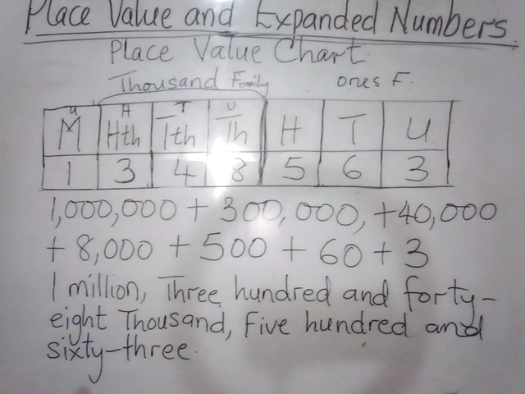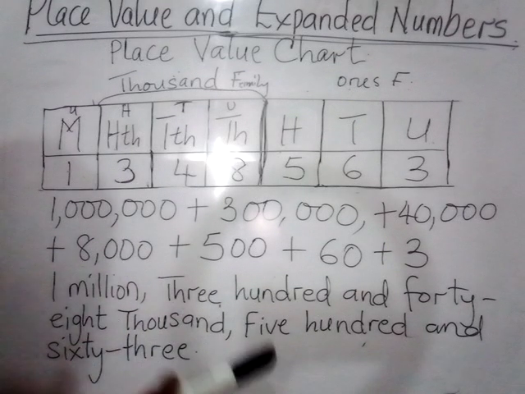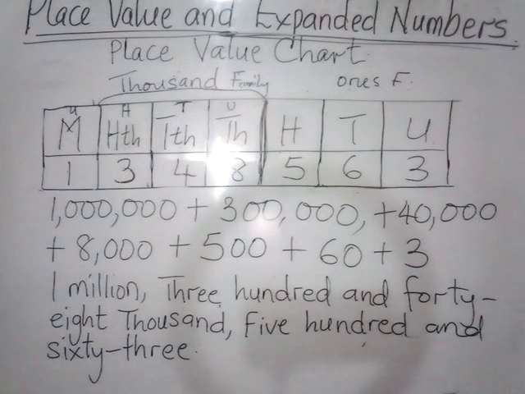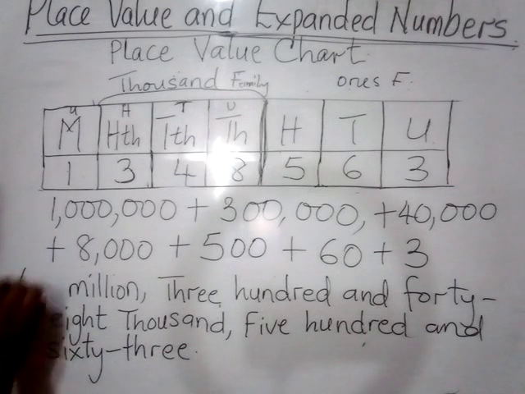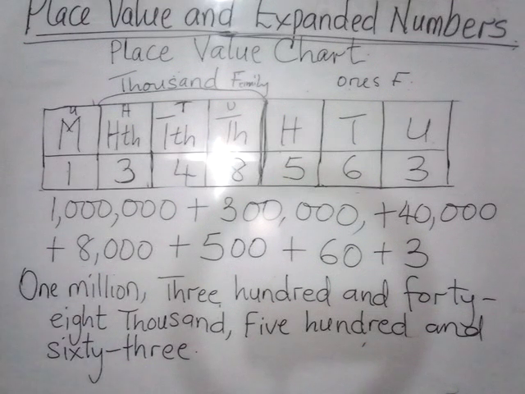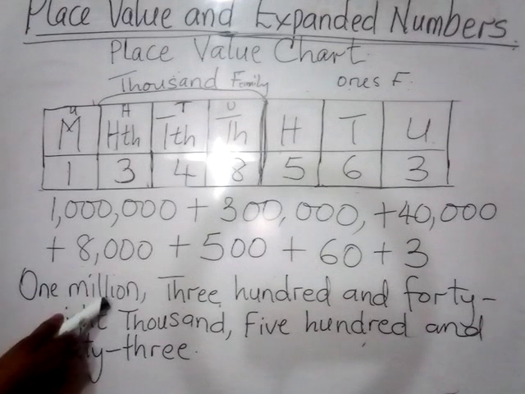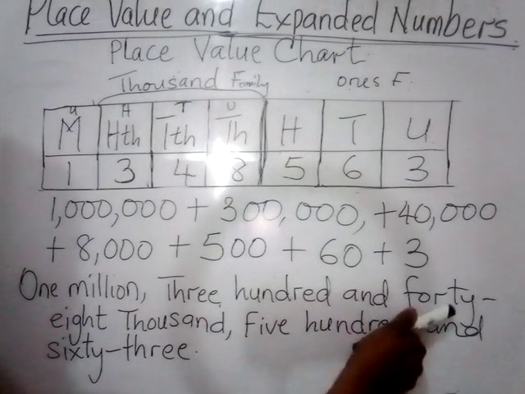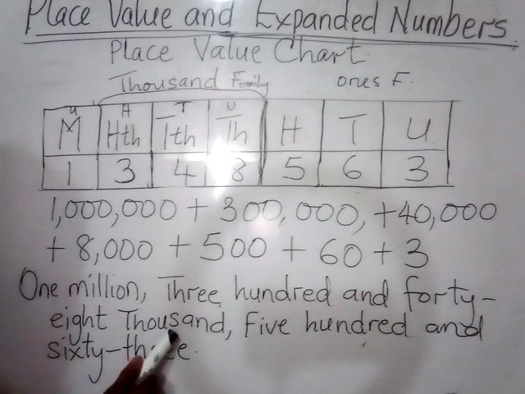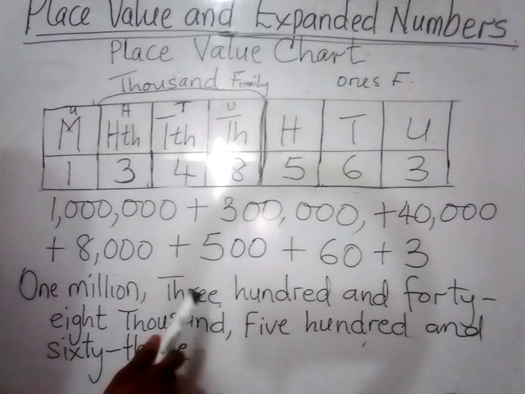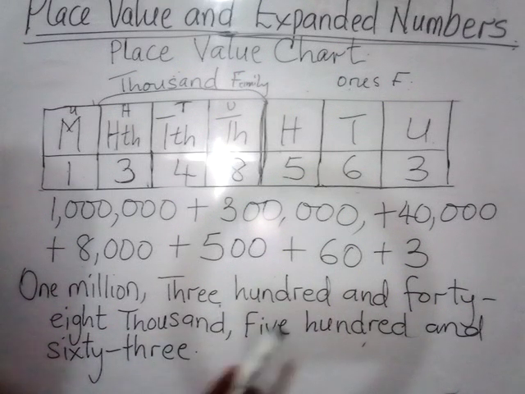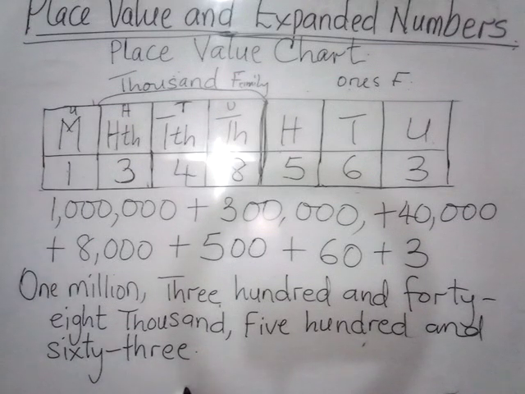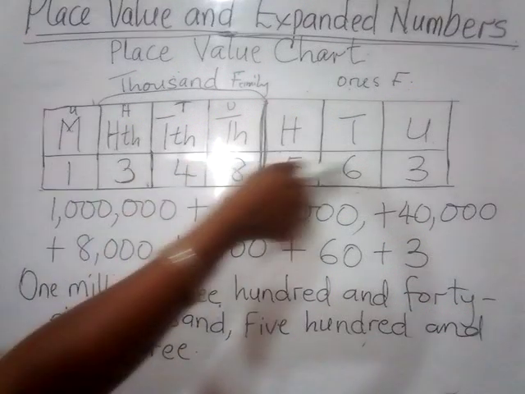Okay, so lastly, remember we said we're just trying to see the different ways we represent numbers. Okay, so here is one more way. Sorry, here it should be in words, not figure. So you have here 1,348,563. So this is the written form of this number that we have here.